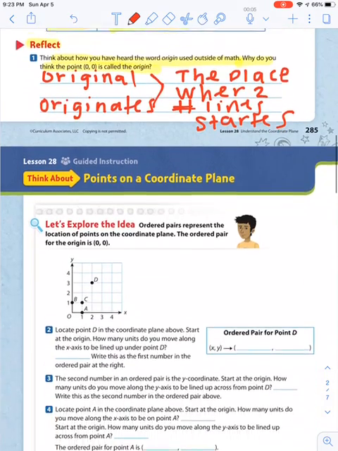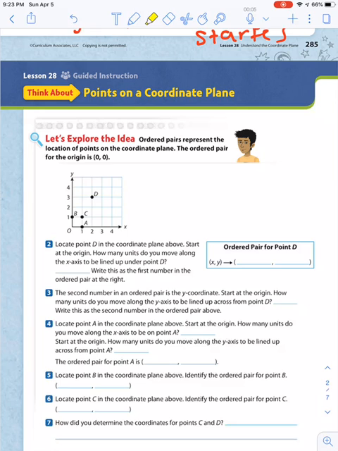All right, sliding up. We are almost done, and then you guys are going to fly solo here. It says, ordered pairs represent the location of points on a coordinate plane. The ordered pair for the origin is 0, 0. So, boom, that guy right there. It says, locate D in the coordinate plane above. Start at the OG, aka the origin. And how many units do you move along the x-axis to be lined up under point D? Well, if we start at our OG and we move to get under D, because here's D up there, we just moved 2 spaces to the right. So write this as the first number in the ordered pair.